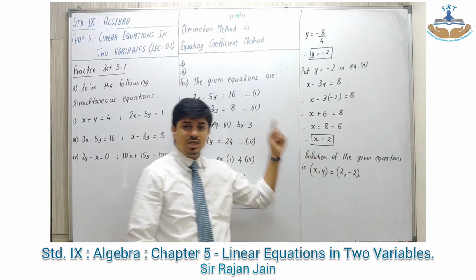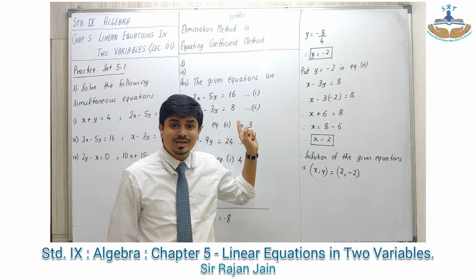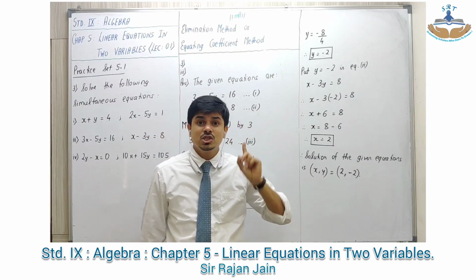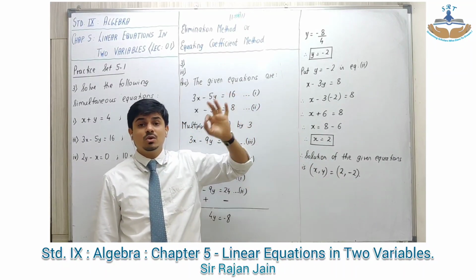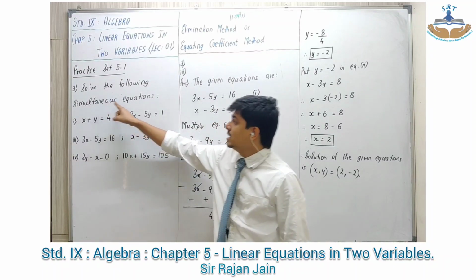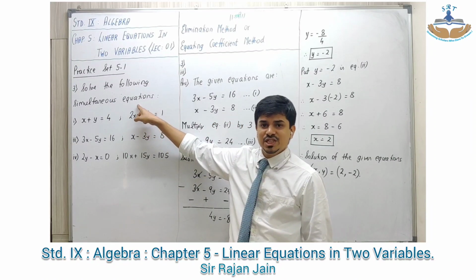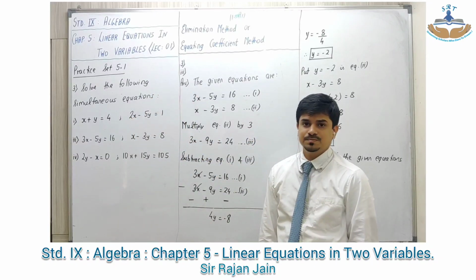अगर आपका आंसर कौन से भी एक equation को satisfy करता है, and if it does not satisfy the second equation, then also your answer is wrong. The solution has to satisfy both the equations together. That is why it is called as simultaneous equations. Is that clear? Okay. Now we will see the next question.